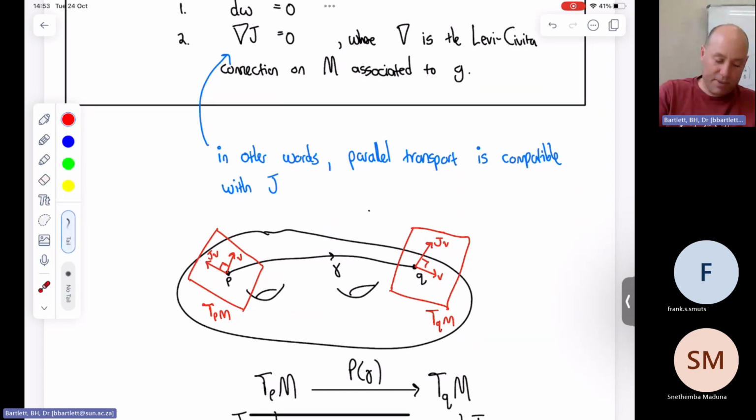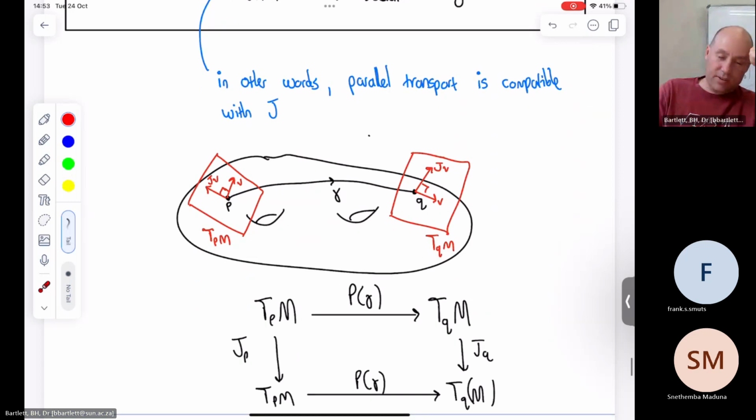So suppose I've got any path in the manifold from P to Q, then I've got the tangent space at P and the tangent space at Q, right? You can imagine I would want the following diagram to commute. Namely, I can start with the tangent space at P, with a vector there, and I can apply J to it, and then parallel transport that vector to get me into this tangent space. Or I can start with V, parallel transport along gamma to get a vector here, and then apply J to that.